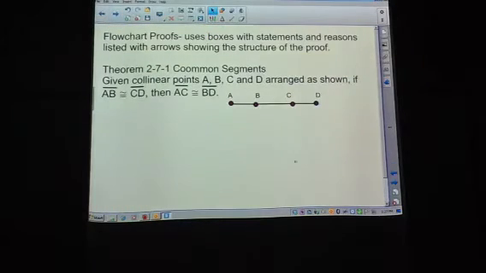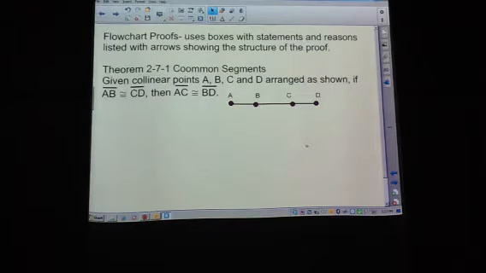Alright, let's go ahead and get on here with this. So what is a flowchart proof? It uses boxes with statements and reasons listed by those boxes, and then shows arrows that show the flow or structure of the proof. And it looks like we got a new theorem here, which looks to be a little typo right there, so I'm going to cross off one of those O's.